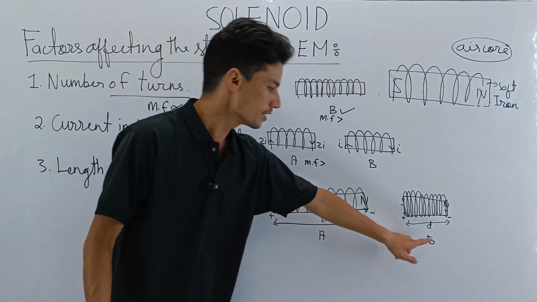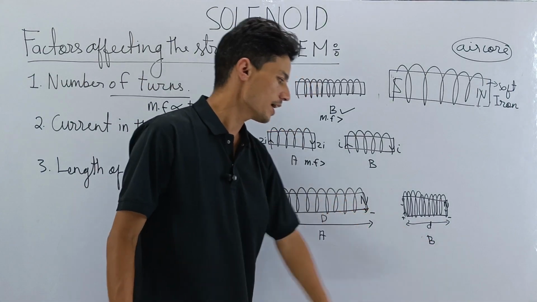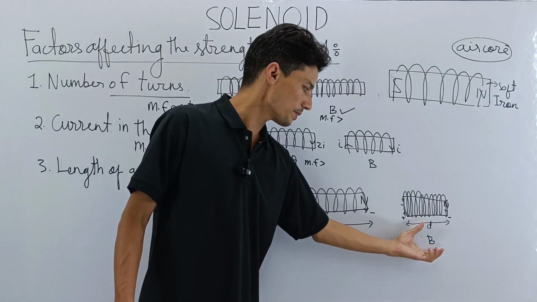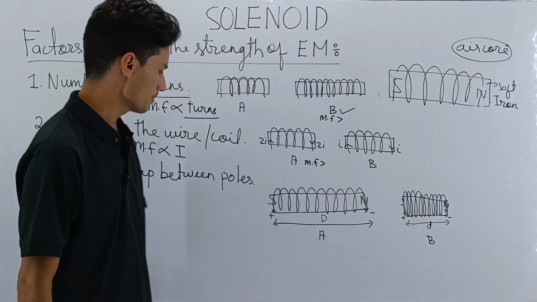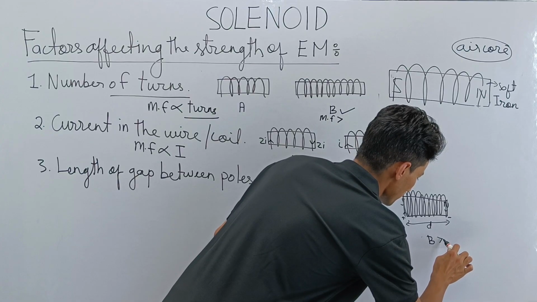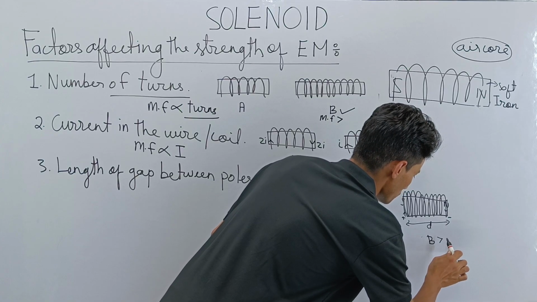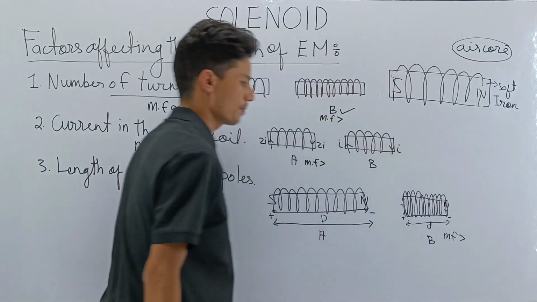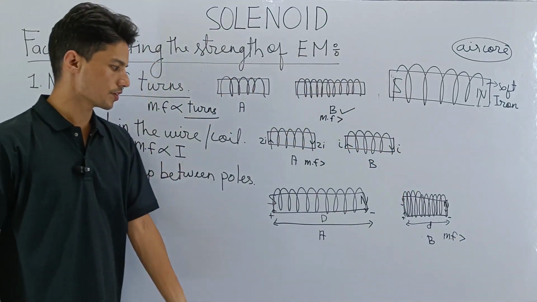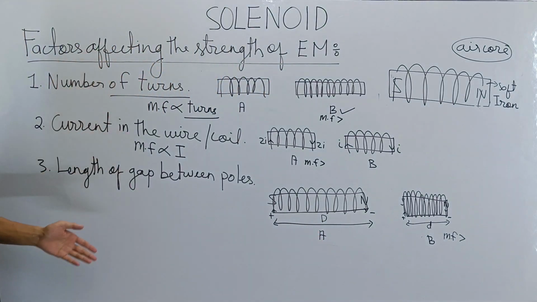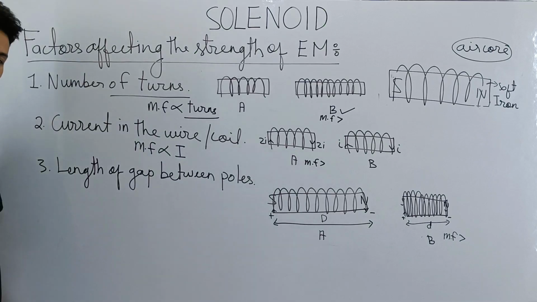Yes, you're correct. So B. B has got the stronger magnetic field. The magnetic field produced in B will be stronger, so electromagnet B is stronger. Remember this. B has got the greater magnetic field. Remember this: the magnetic field is stronger in electromagnet B. So these are the factors which affect the strength of an electromagnet. I hope you all understood.